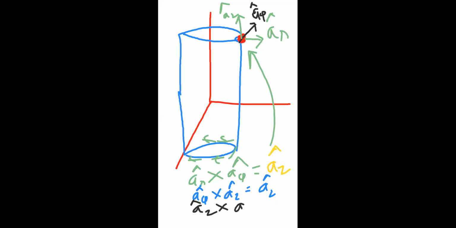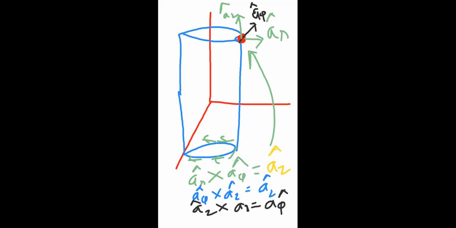A_r cap cross product with A_phi cap will give you A_z cap. Please note down, this has to be satisfied. So this is the cross product of the unit vectors. All these vectors are perpendicular to each other.